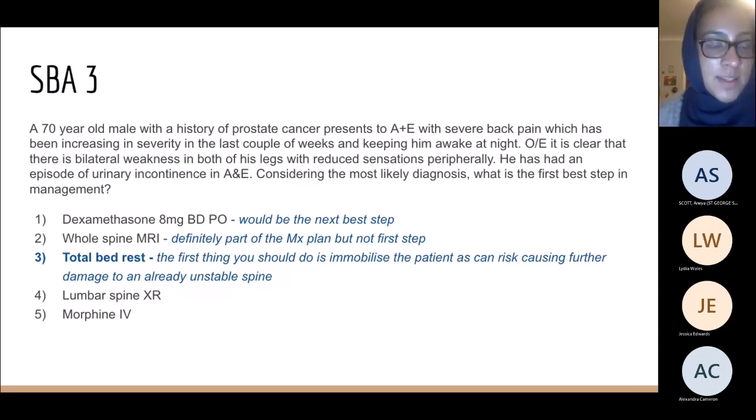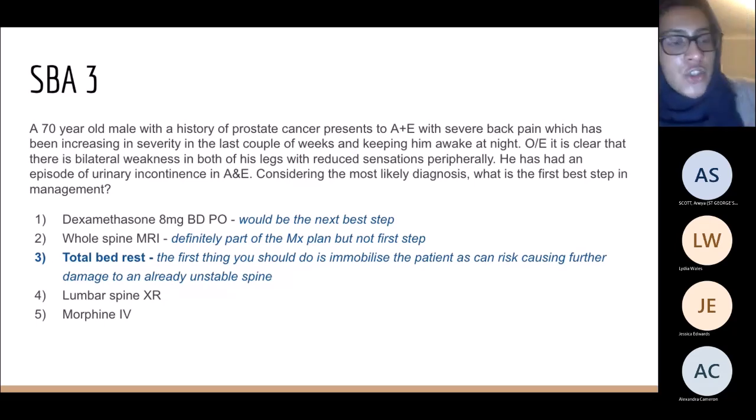Then you can give them the steroids, and steroids are the main form of treatment for people with spinal cord compression. I know some of you chose morphine, which I can understand, because you would think, okay, pain relief as being the first step, but in terms of what's most important, it's actually keeping them still. And MRI, yes, is definitely a key part of their management, a key investigation that you have to do for anyone you're suspecting of cord compression, but it's not the first thing that you do.